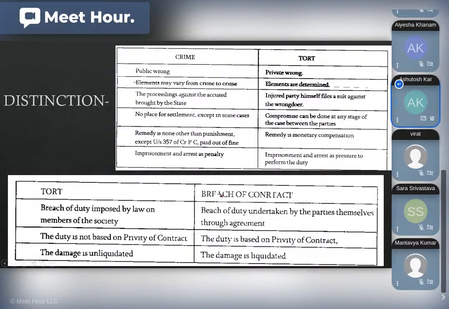जबकि in the breach of a contract, usually तुम्हारे agreement में ऐसे terms and conditions होते हैं कि अगर ये breach हुआ तो इतना damage देना पड़ेगा. Most of the times, the damage is liquidated. मतलब it's already been laid out previously. So does anyone have any confusion regarding this field of law of torts?